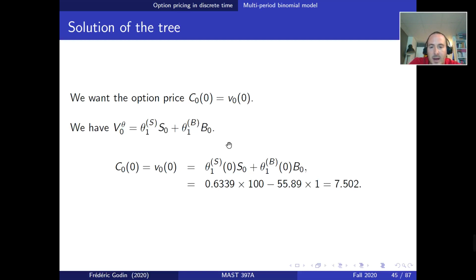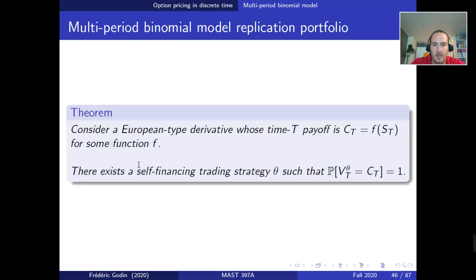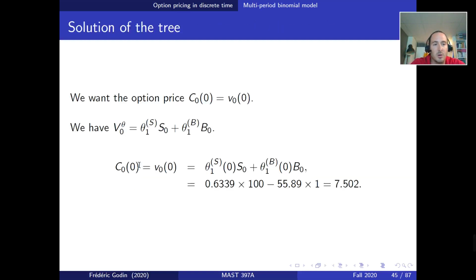So if we do that, replace S0 by 100, B0 by 1, this gives us that the initial replicating portfolio value is 7.502. And by the law of one price, because it's the initial portfolio value, it must also be the initial value of the option. Okay, so this concludes the calculation of the European option.